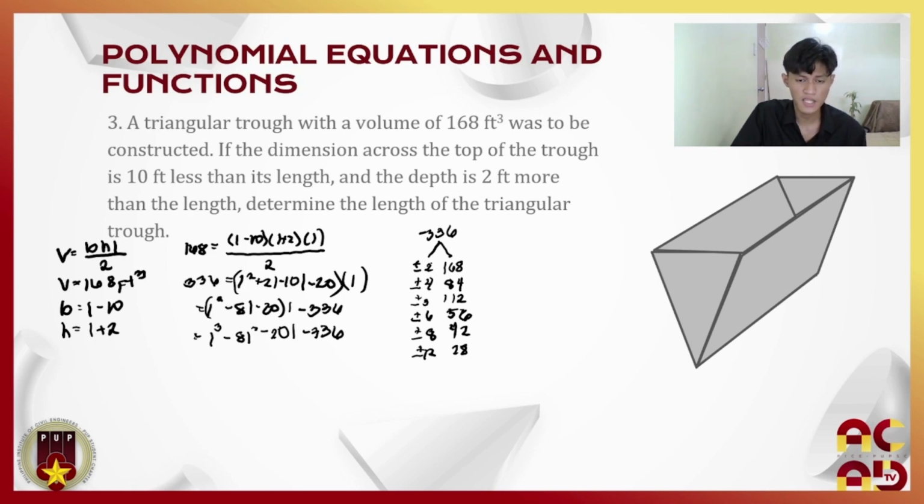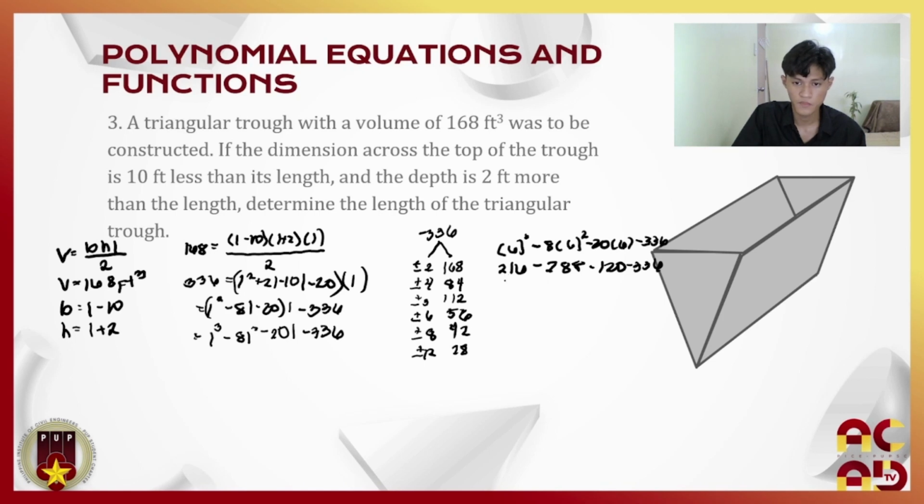So, ang gagawin natin, substitute natin yung mga roots na to and kailangan mag-equate to sa 0 in order to conclude na ayun nga ay root ng function natin. So, let's try 6. Let's do trial and error. So, 6 cubed minus 8, 6 squared minus 20 times 6 minus 336. So 6 cubed, that is 216. 36 times 8, we have 288. 20 times 6, we have 120 and negative 336.